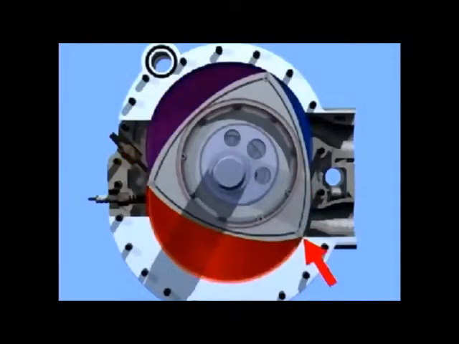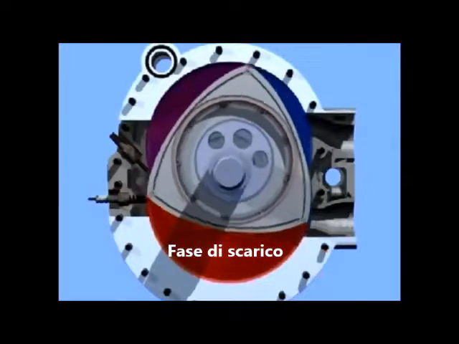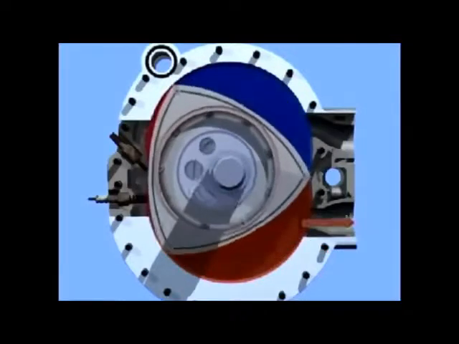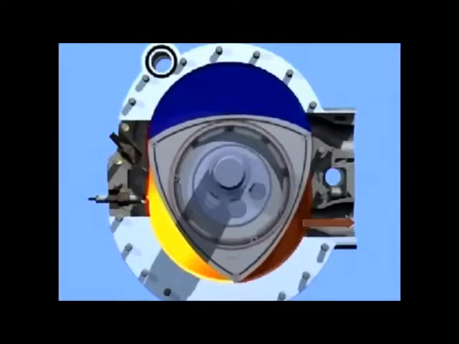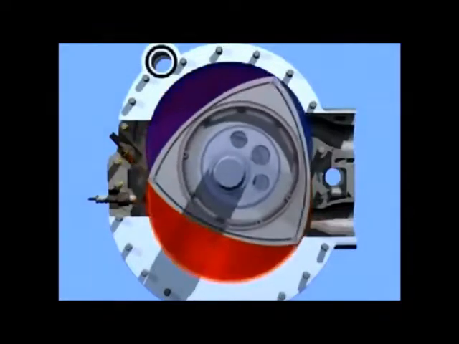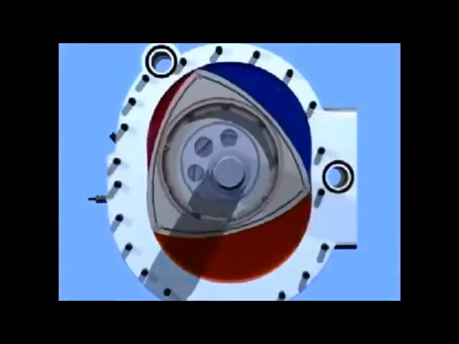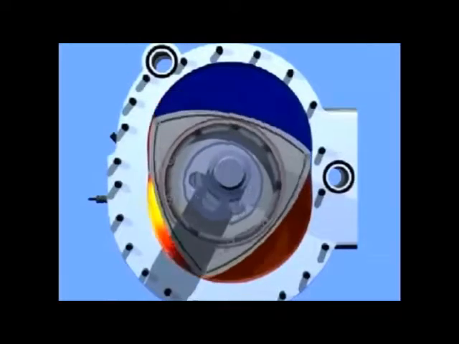Then comes the 4th stroke, the exhaust stroke. As the tip of the rotor passes the exhaust port, it opens the combustion chamber, allowing the exhaust gases to escape. The combustion chamber is reduced in size due to the shape of the housing and the movement of the rotor. This forces the exhaust gases to be expelled.